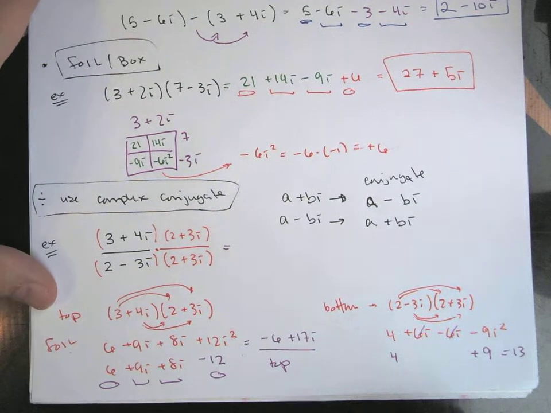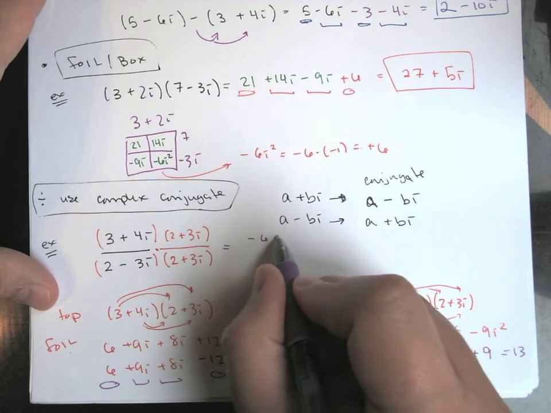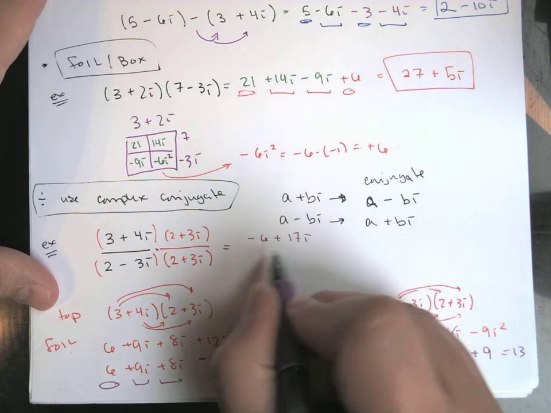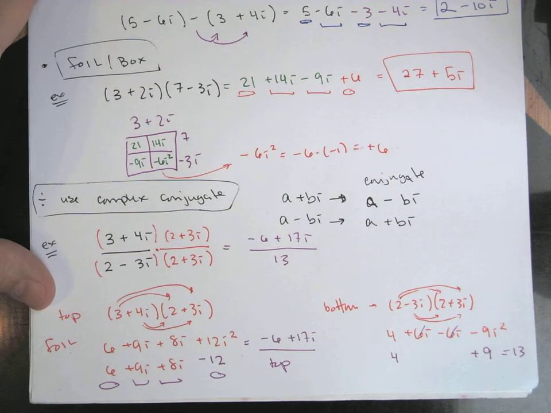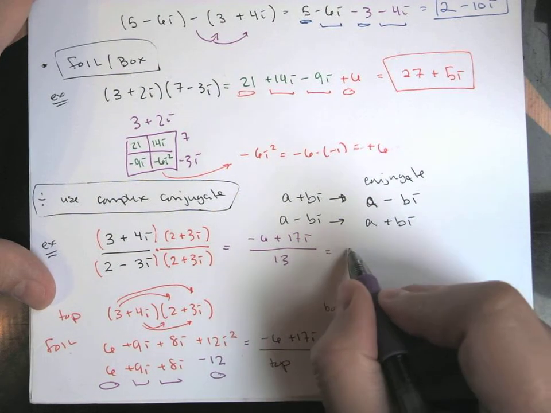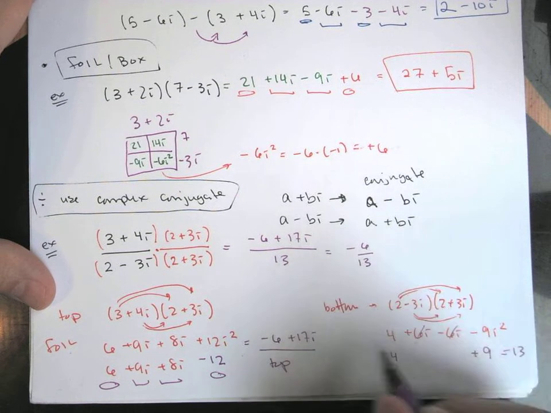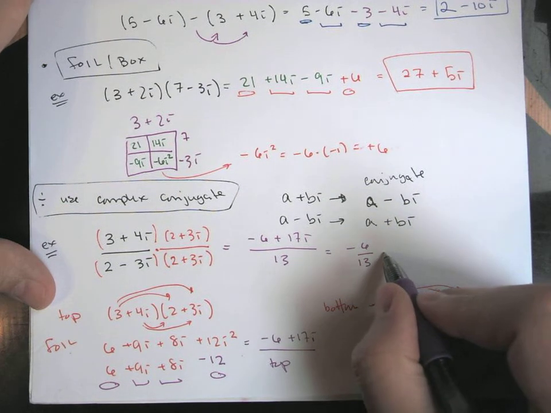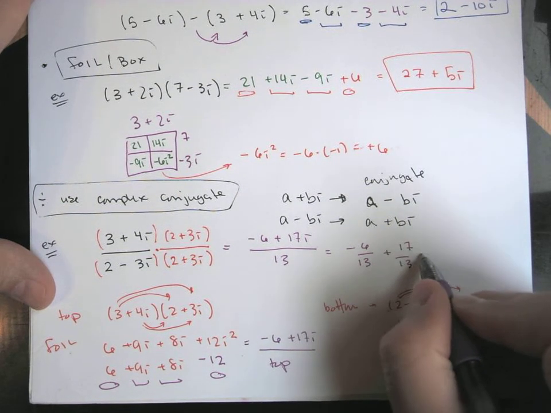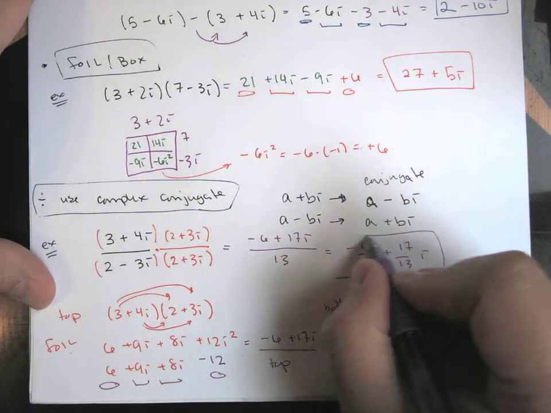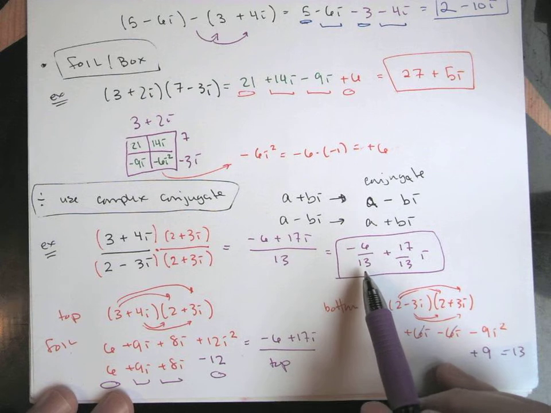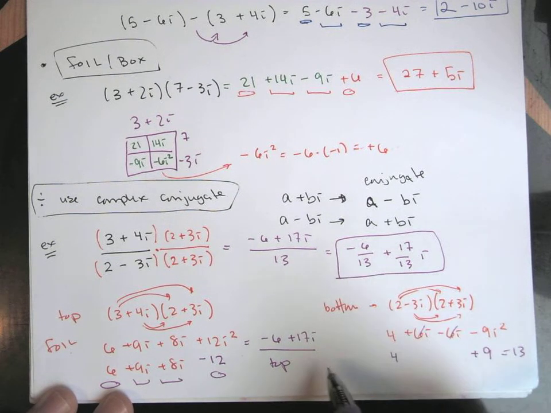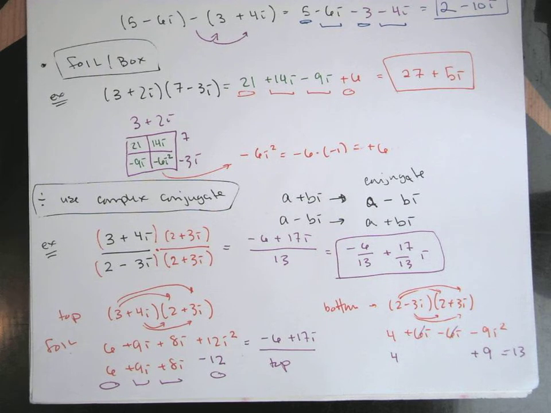So very unexpectedly, this is going to look like negative 6 plus 17i, just over 13. And so what we're going to do for our final form is just break that up into two fractions. So negative 6 over 13 plus 17 over 13 i. So this still maintains a plus bi form. The a here is just this negative fraction, and our b is this positive fraction with the i attached. So complex number arithmetic, no big deal.